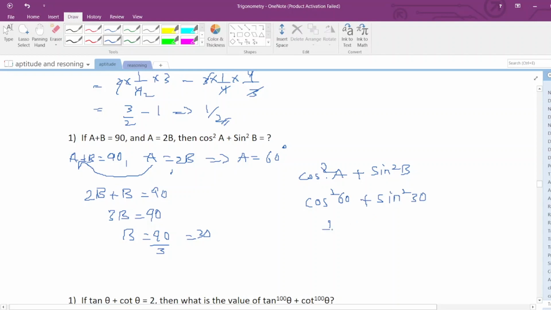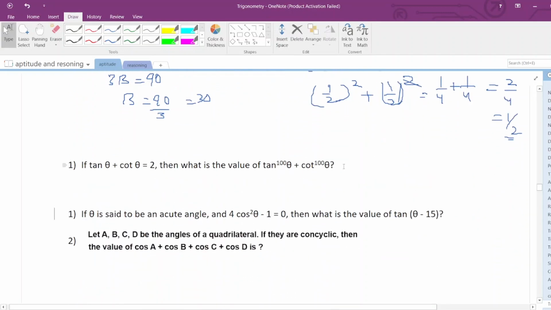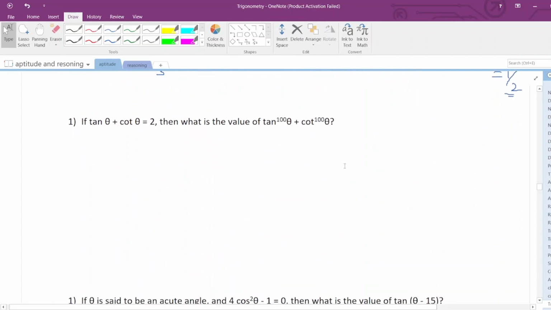So cos square 60 is 1 by 2 whole square, and since there is a square, sin square 30 is also 1 by 2 whole square, which is equal to 1 by 4 plus 1 by 4, which is equal to 2 by 4, which is equal to 1 by 2. So simple, right? Basically trigonometry is a very easy thing. So this is another type of question.